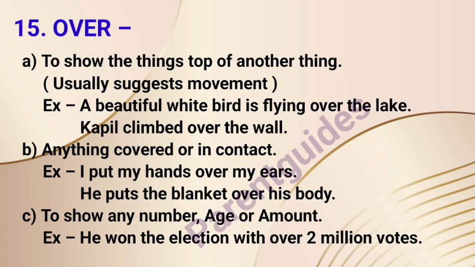15. Over. Over is used A. To show the thing on top of another thing. Usually suggests movement. Example, a beautiful white bird is flying over the lake. Kapil climbed over the wall. B. Anything covered or in contact. Example, I put my hands over my ears. He puts the blanket over his body. C. To show any number, age or amount. Example, he won the election with over 2 million votes.